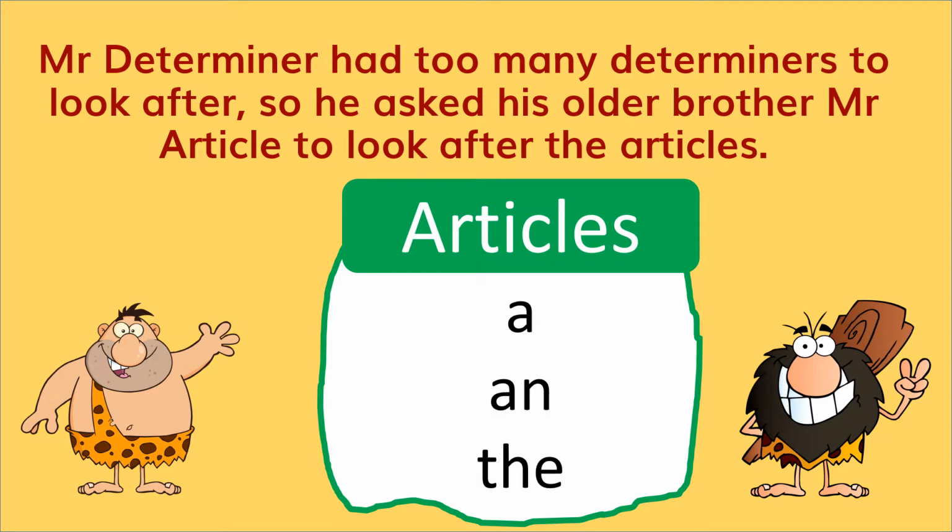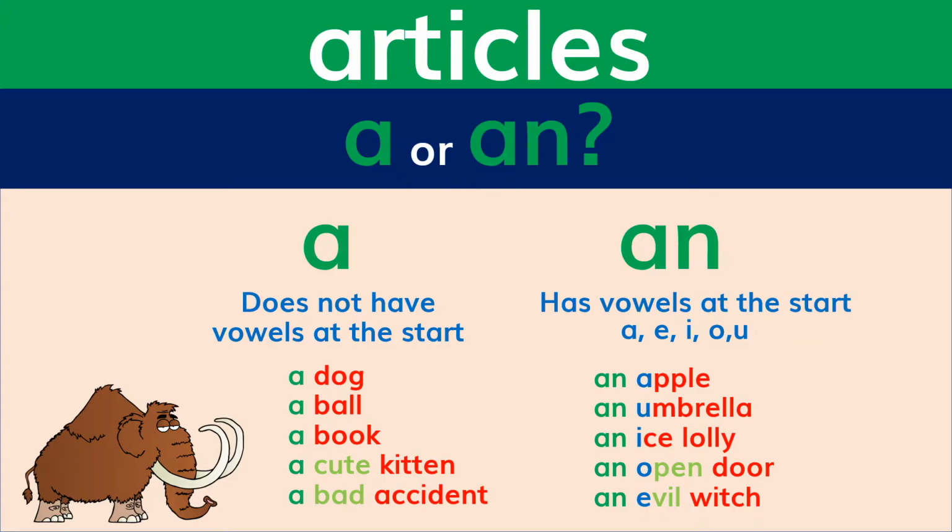We already know articles are a type of determiner. They include the words a, an, and the. Mr. Determiner had too many determiners to look after, so he asked his older brother, Mr. Article, to look after the articles. Let's see a or an. Let's look at when we would use a or an.